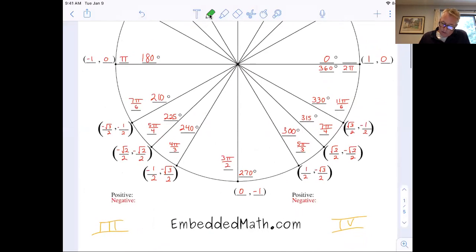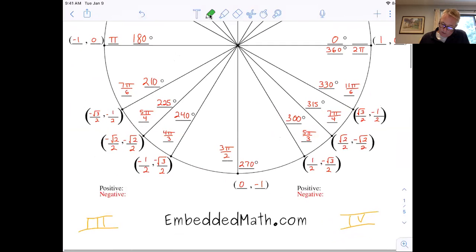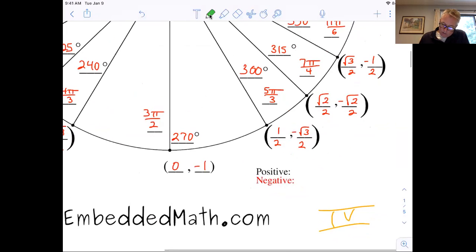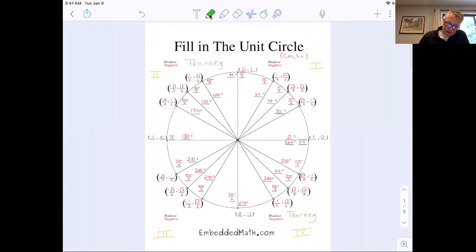That same thing, or similar, happens down in the fourth quadrant, because in the fourth quadrant, the sine is negative and the cosine is positive. So we have the sine is negative over cosine, which is positive. We have negative over a positive. So the tangent is always negative in the fourth quadrant as well.